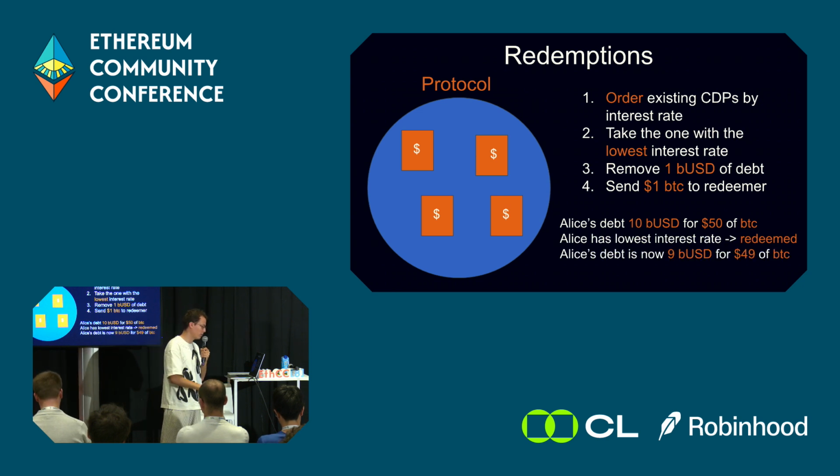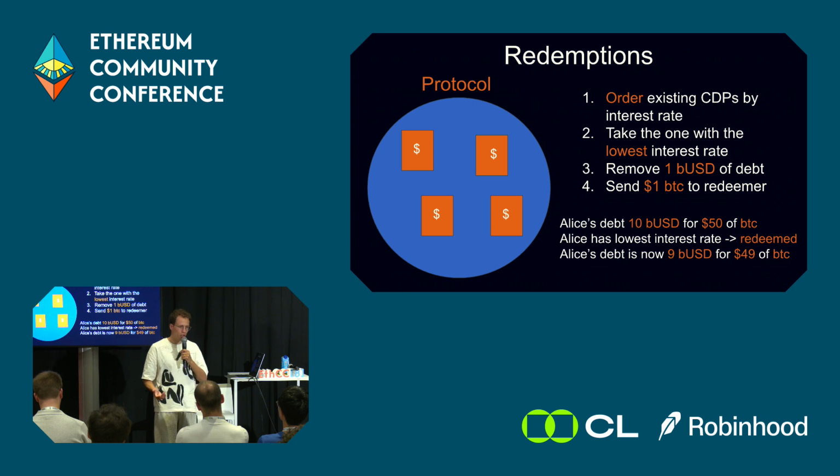Now, she had 10 bitUSD. She gets redeemed. She only has 9 bitUSD left, and her collateral value, instead of $50, is now $49. So the CDP actually lost some Bitcoin, right? It lost some debt, but it also lost some collateral.